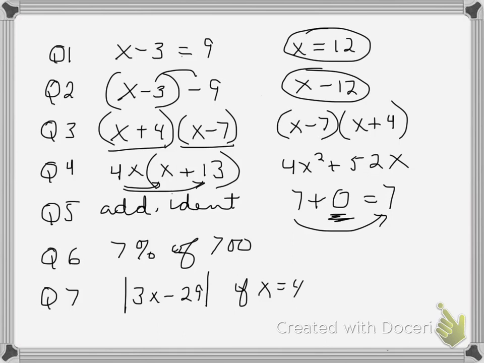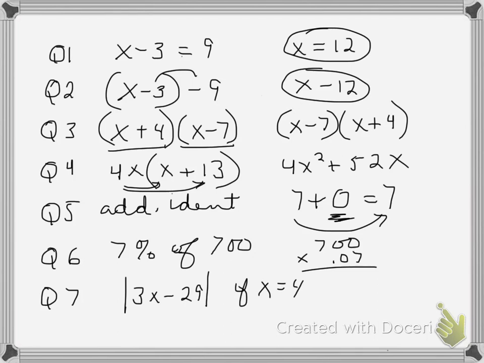7% of 700. Well, you can do this a couple ways. If I were doing this on paper, I might be inclined to say 700 times 7% is the same as 7 hundredths, or 0.07, and then just multiply it out.